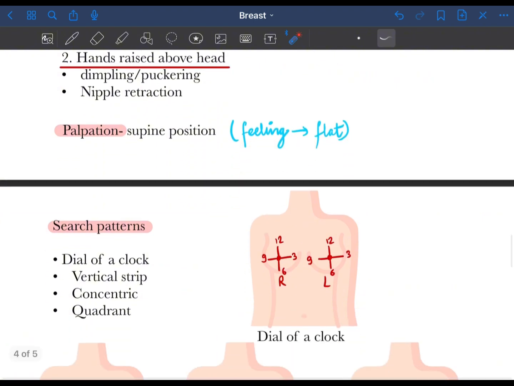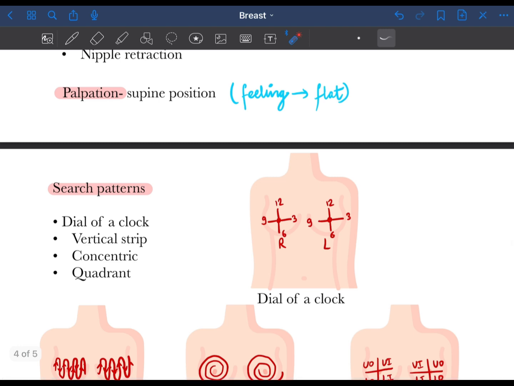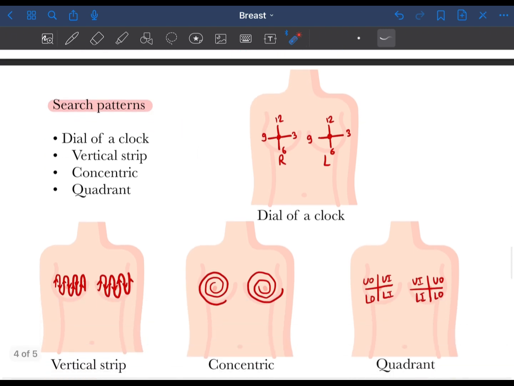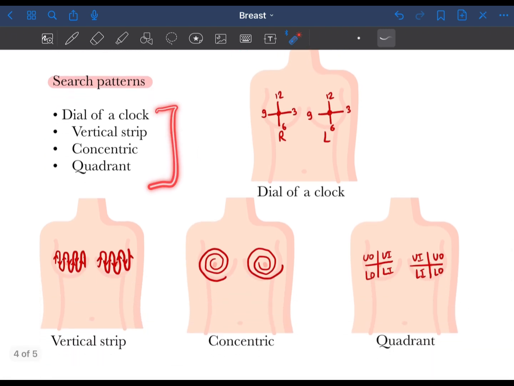There are different search patterns we can use for palpation. These four are the most commonly used search patterns. The first one is the dial of a clock. We can palpate according to the dial of a clock, like at 12 o'clock, then 3 o'clock, then 6 o'clock, then 9 o'clock, in this way.